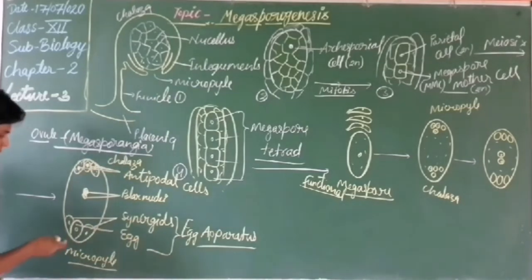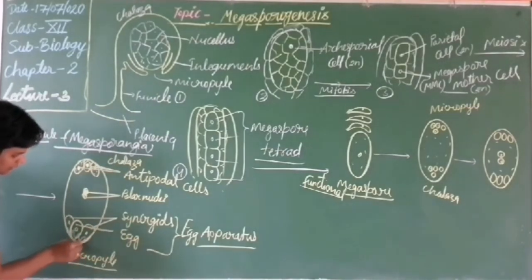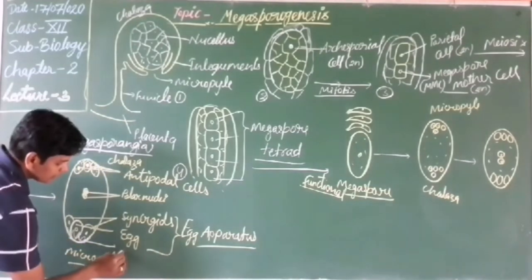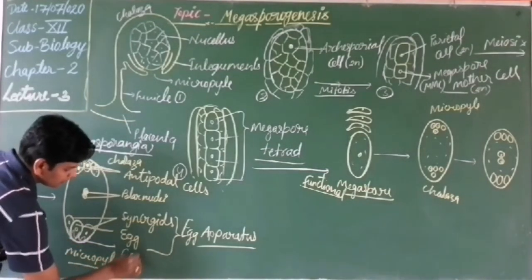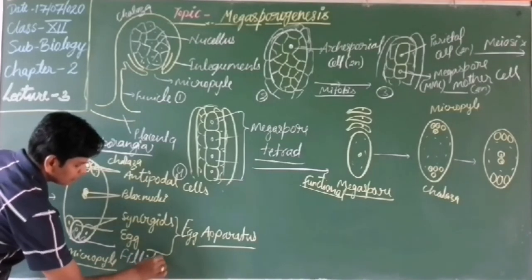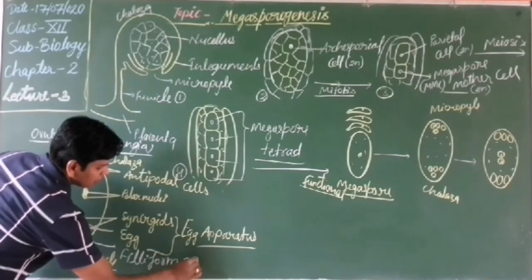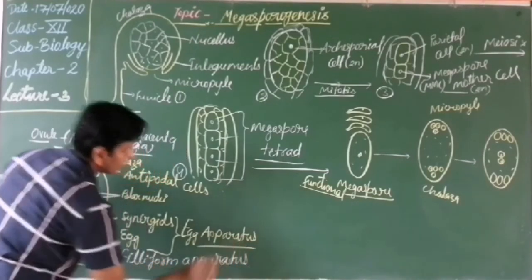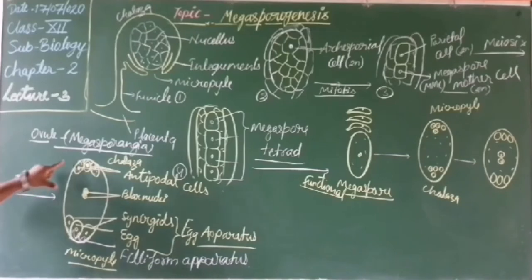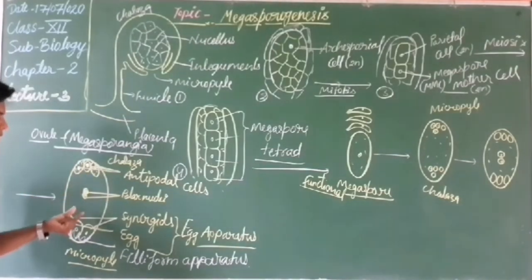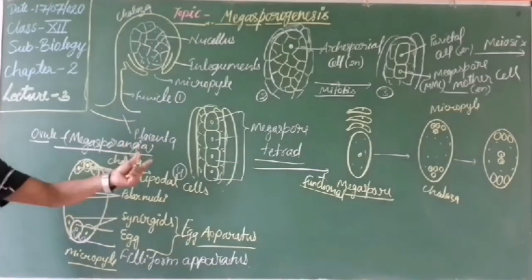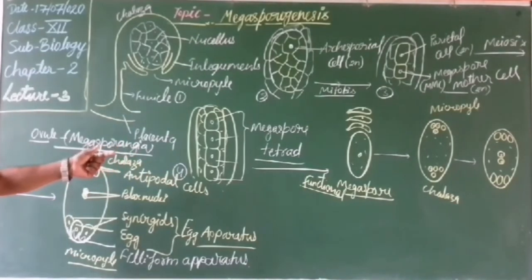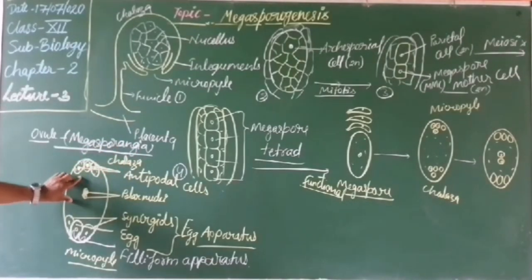So here students, another structure is formed like this. This is known as a fiber-like structure. This is the filiform apparatus. Got it? So this is the developed embryo sac. This one, the megaspore, I told you earlier that the megaspore is called embryo sac. So here one functional megaspore developed fully, then it is known as embryo sac.